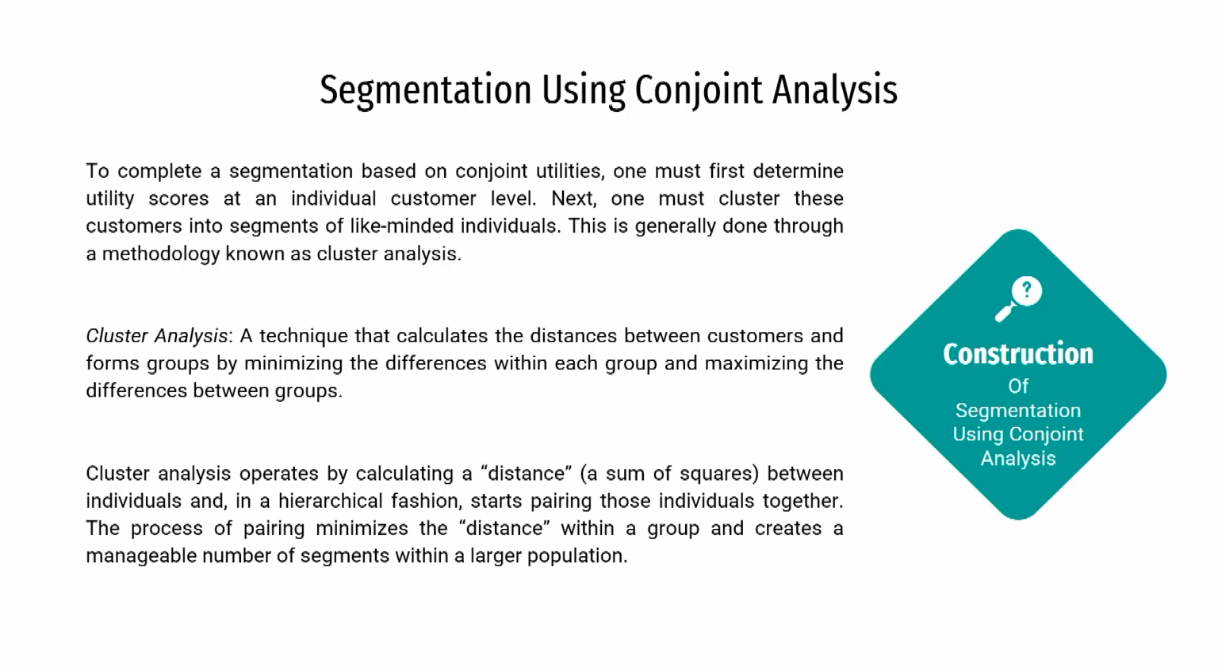Now, to complete a segmentation based on the conjoint utilities, one must first determine the utility scores, like what is the importance for each of these attributes and what is the weightage given to each of these attribute levels. In conjoint analysis, mainly you need to internalize only two things: a product is defined in terms of attributes, and each of these attributes will have multiple attribute levels which will derive various levels of utilities.